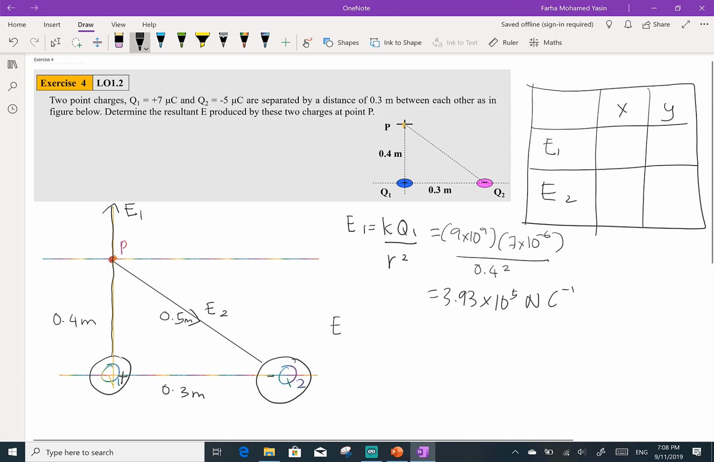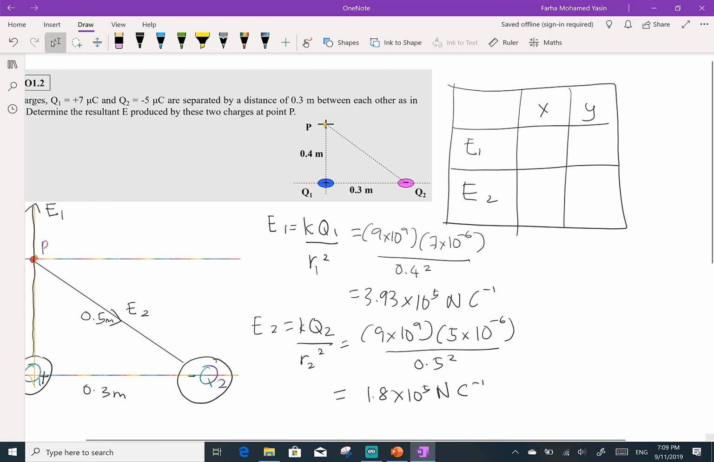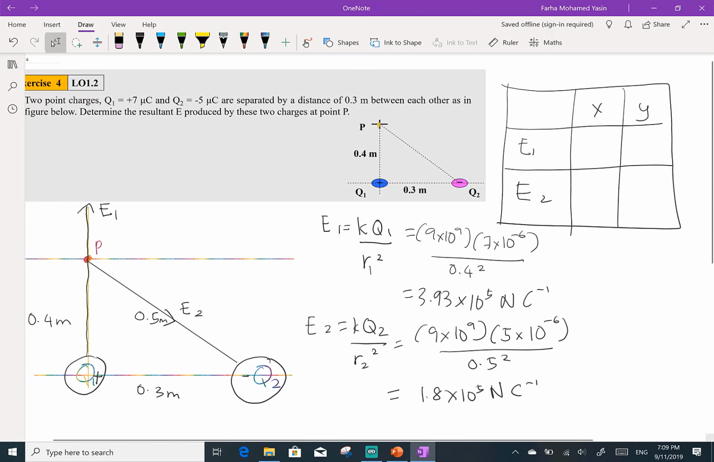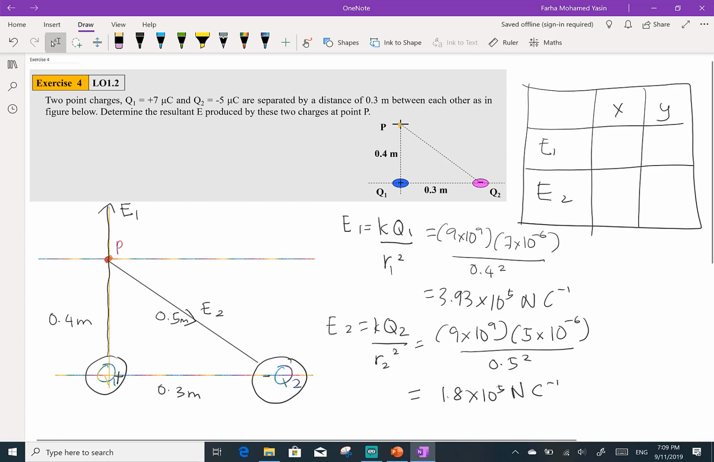Then kita calculate E2, KQ2 over R2 square. K is Coulomb constant. Q2 is negative 5, but kita tak perlu masuk sign kerana E is the vector quantity, so kita masuk magnitude sahaja. And R is 0.5. So E2 kita dapat 1.8 power of 5 Newton per Coulomb. Kita dah tahu E1 dan E2. Kita lihat semula pada direction of E1 dan E2. Kita nak cari resultant E.